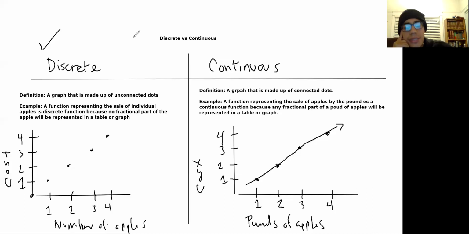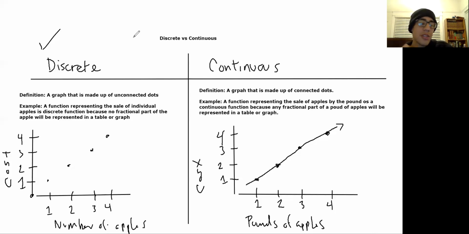What this means is the cost, I can be charged any amount of money from $1 to $4, right? But it all just depends on how much the bag of apples, or the amount of apples that I'm trying to buy, weighs. Every single apple is not going to weigh 1 pound, all right?